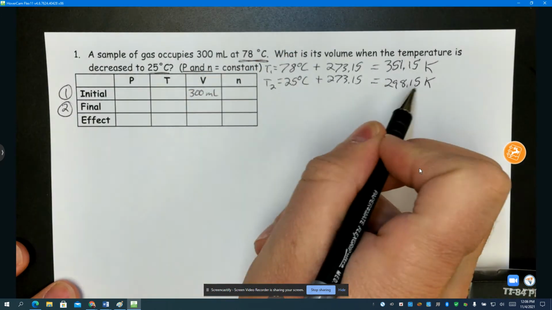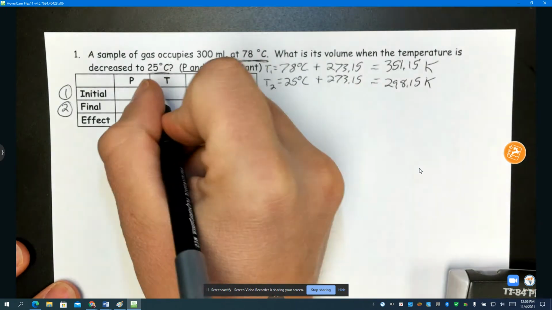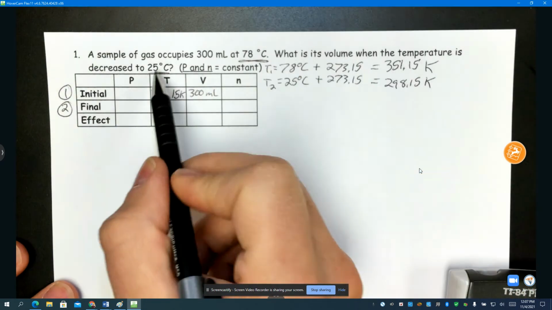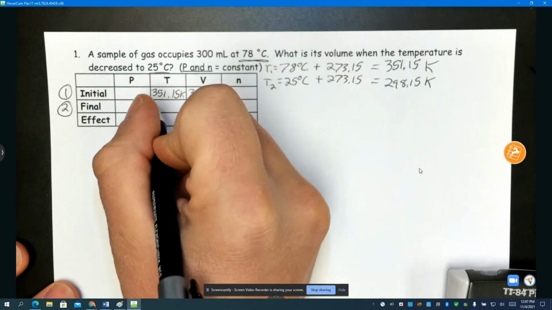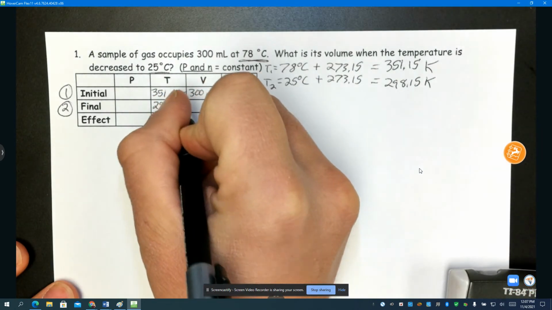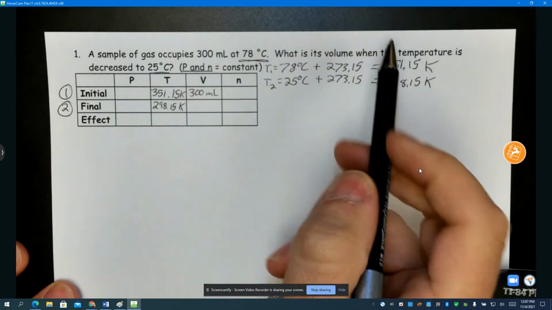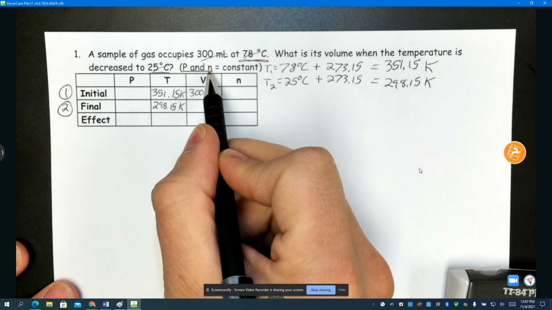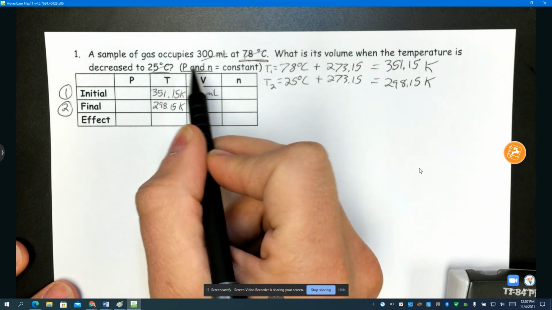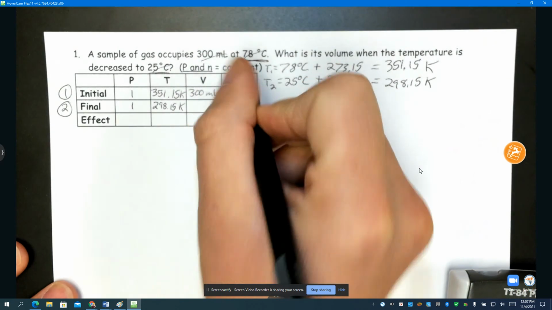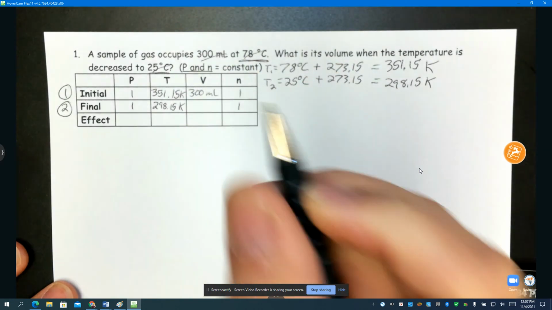At 78 degrees, we already figured out that in Kelvin. That's going to be right here, 351.15 Kelvin. Then it's going to decrease to 25, so that's 298.15 Kelvin. And then, so we've got that figured out, it says pressure and number of particles are going to be constant. Well, because we can essentially divide both sides by that, and it's not going to change, I just treat these as 1s because they are not going to have an effect on this prediction.